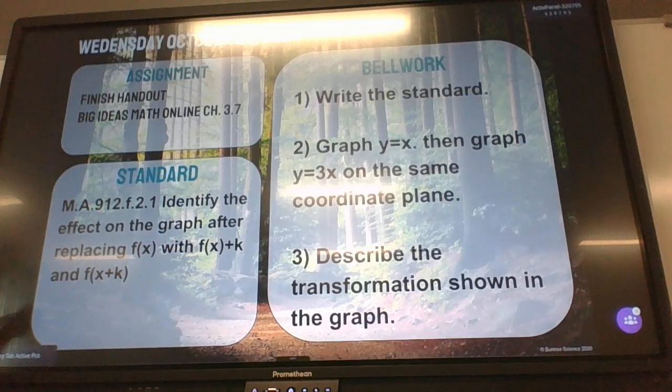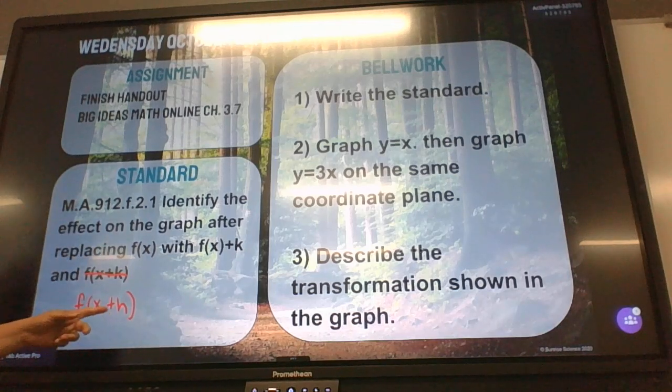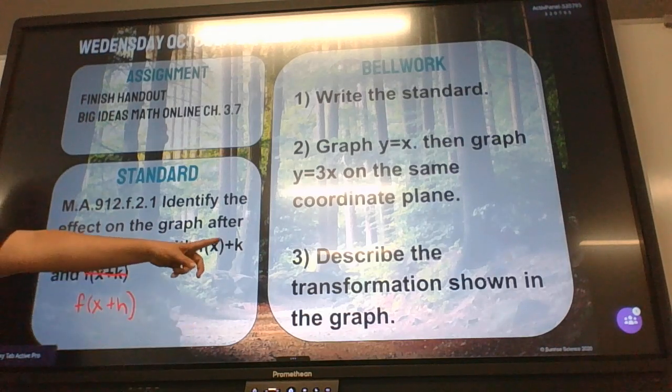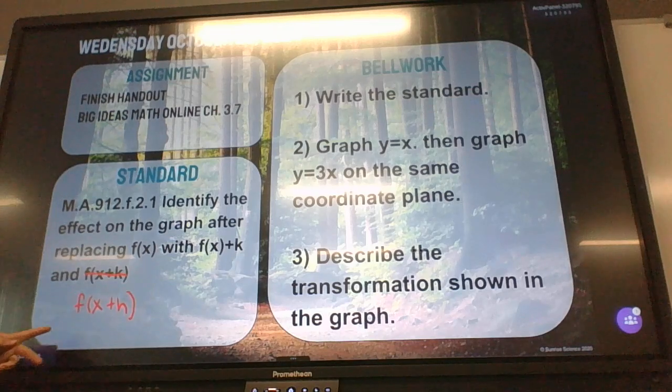I'm going to change one thing, you guys. I want this to say f of x plus h. I want to change that to an h in there. So the difference, Riley, face forward, please. The difference between the first and the second is the parentheses.